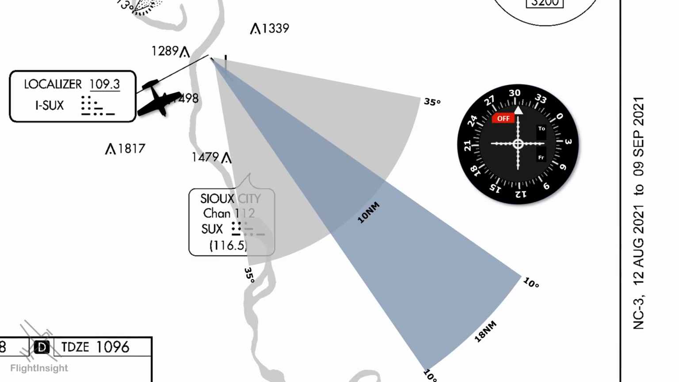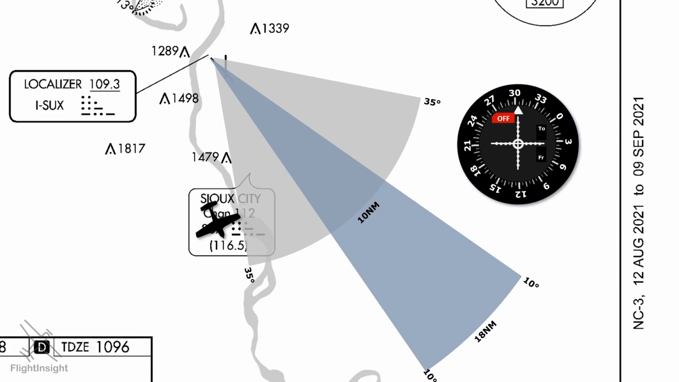What this means is that even an aircraft that's very close to the airport but not inside these coverage areas, as is often the case for flights that are being vectored by ATC onto the approach course, won't receive an indication when tuned to the ILS, and an off flag or something similar will be displayed.